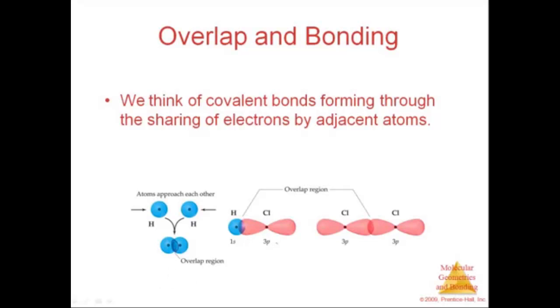We can also look at an overlap if I have an s orbital with a p orbital, and then they overlap, do this head-to-head overlap, and I have electron pairs, right? So chlorine would do the same thing with two p orbitals.